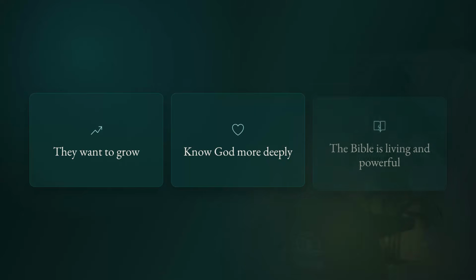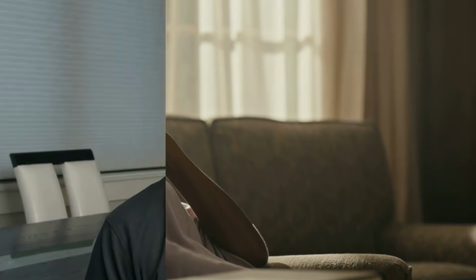They genuinely want to grow. They want to know God more deeply. Their pastor tells them that the Bible is living and powerful, but when they sit down to read it for themselves, sometimes it feels like a very difficult and even distant book.